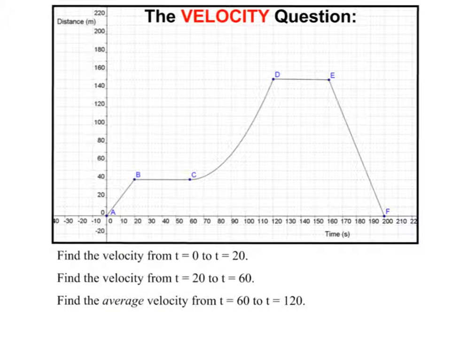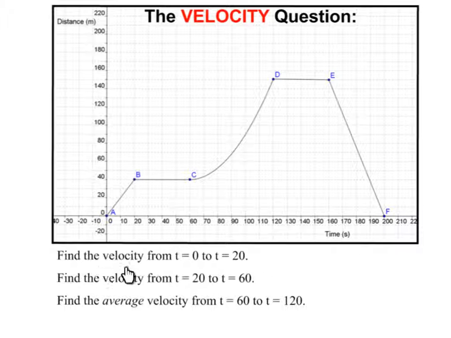If I said, well, okay, what about at 90? You'd say, well, at 90, it looks like just under 70, maybe like 68 or something like that. At 130, well, it's 150 meters. So this is a distance graph. So we've got meters here, and we've got time in seconds here.